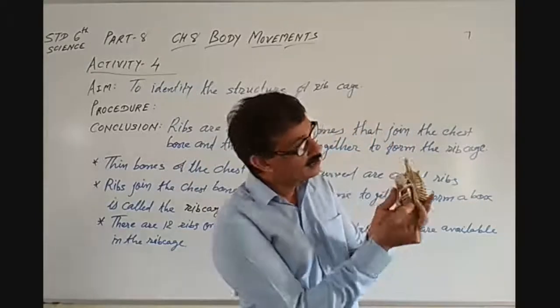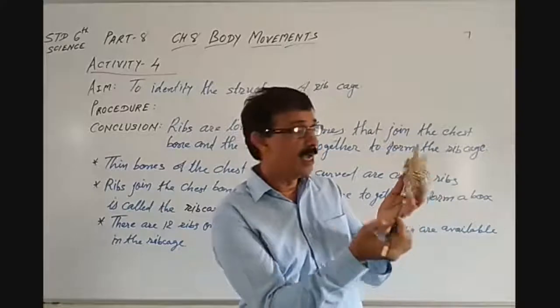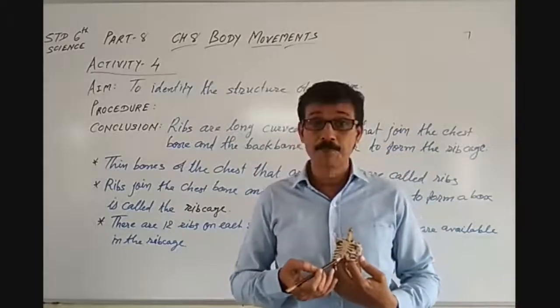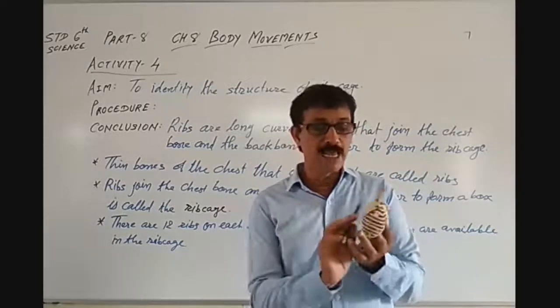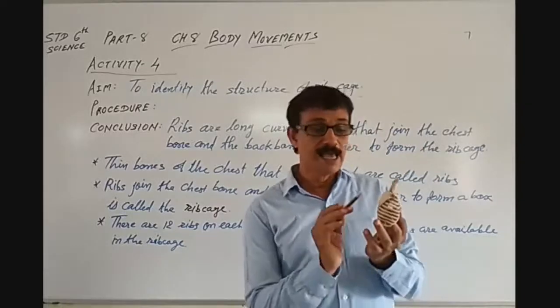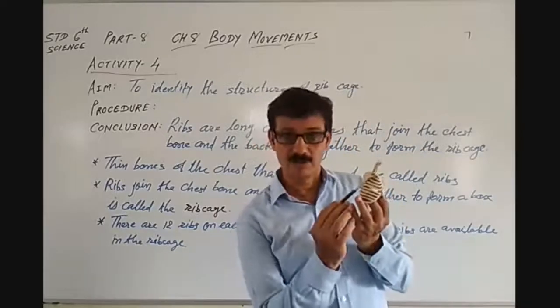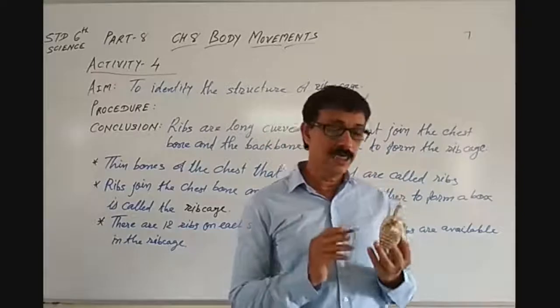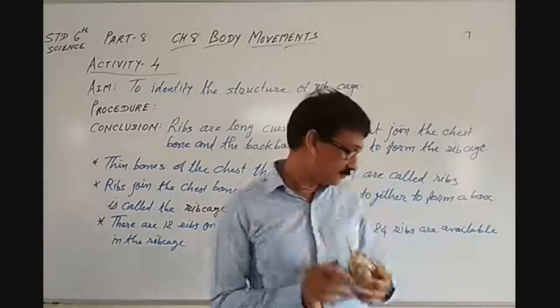Okay, and what does it join? This is a backbone and this is a chest bone. So it joins the chest bone and the backbone, isn't it? And it is curiously bent. So, this is a rib cage. We have seen.